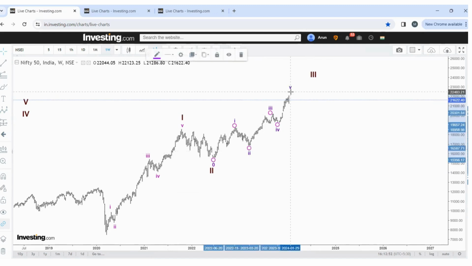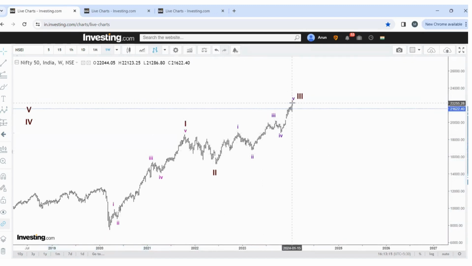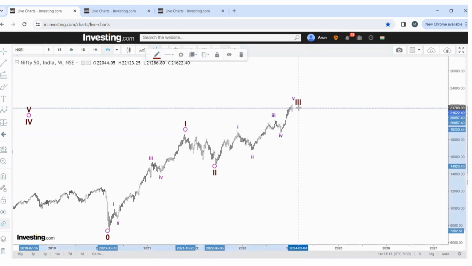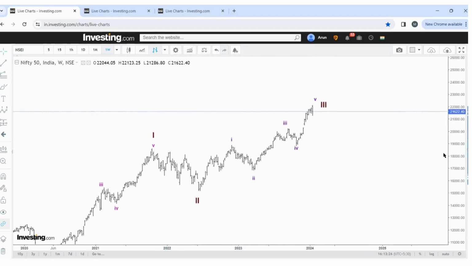So in this case, have we completed wave 3? By seeing this, there is a possibility of 5 wave completion. And is there any possibility of wave 3 being completed here? Let us check this impulse wave with the rules.